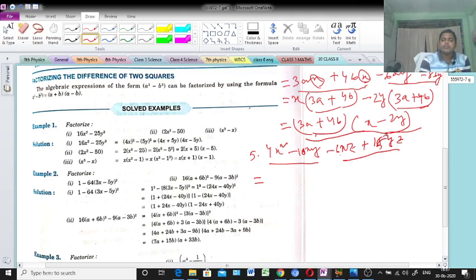So that means we'll take what? 2 common and x common. Clear or not? Because 4 is divisible by 2, and here x square is there and there x is there, so that's why we are taking common 2x. So after common, what will we get?